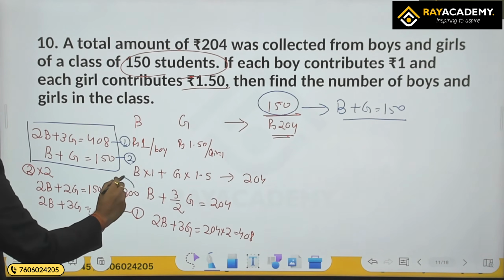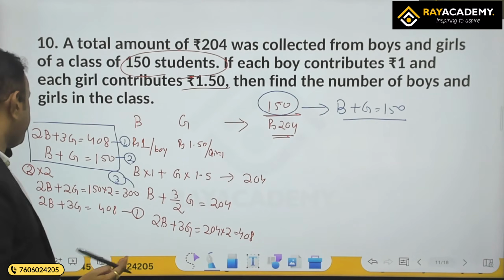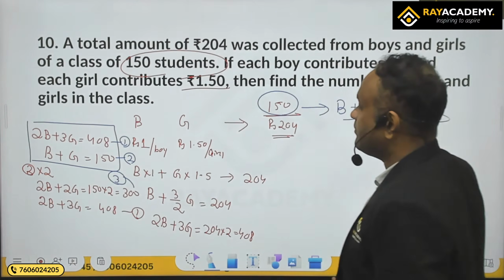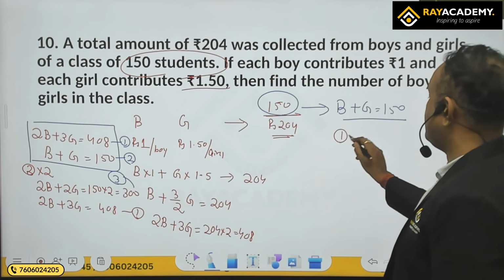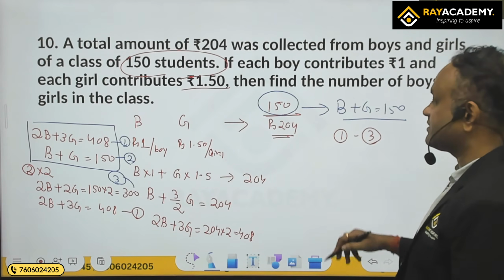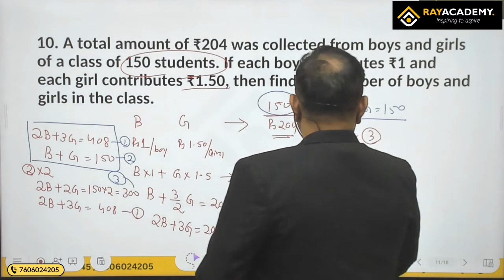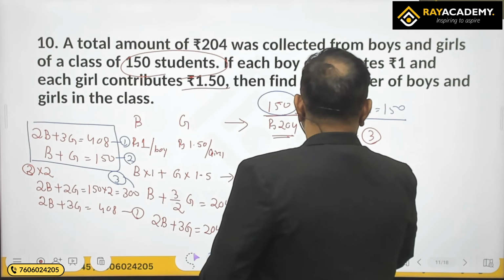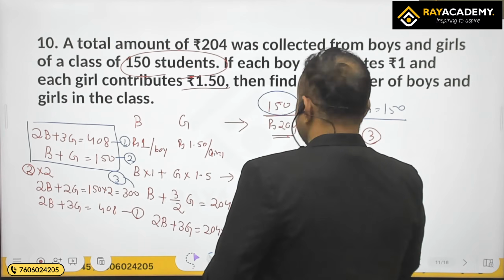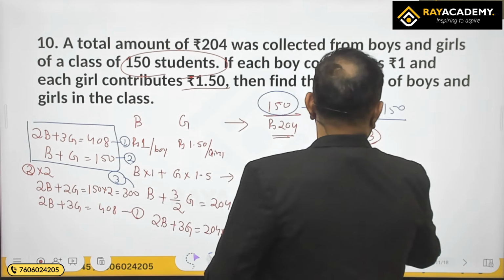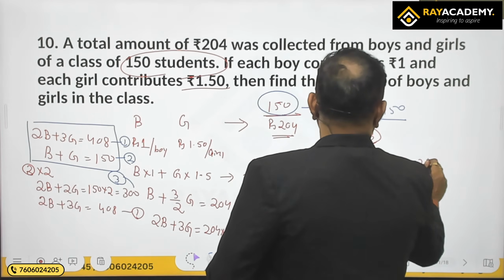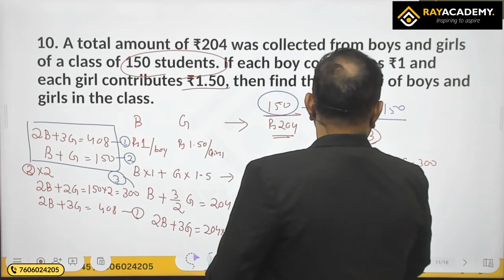This new equation we call equation 3. Now what should we do? You can subtract equation 3 from equation 1. The 2 boys and 2 boys will cancel out. So you will get thrice of G minus twice of G equals 408 minus 300. So you are getting G equals 108.